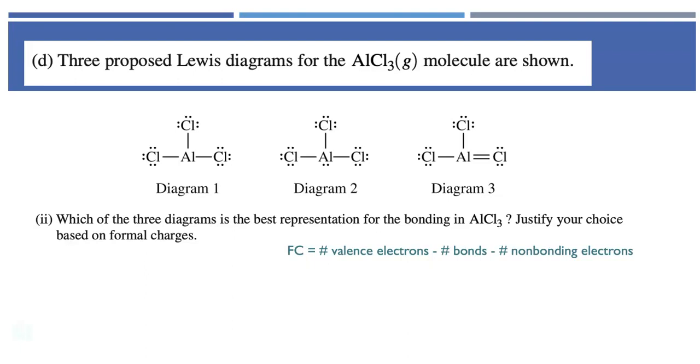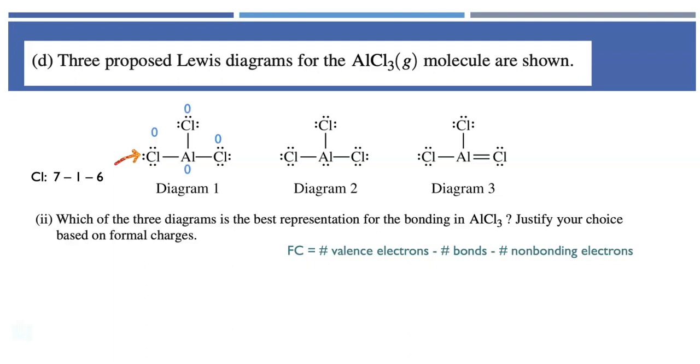So I'm going to do a full calculation for the left-hand chlorine in diagram 1, just so you can see how it goes. All right, it's a chlorine atom, an isolated chlorine atom that has 7 valence electrons. It's got 1 bond on it. It's got 6 non-bonding electrons, 6 dots, right? And so the formal charge of the chlorine that I'm pointing to in diagram 1 is 0.